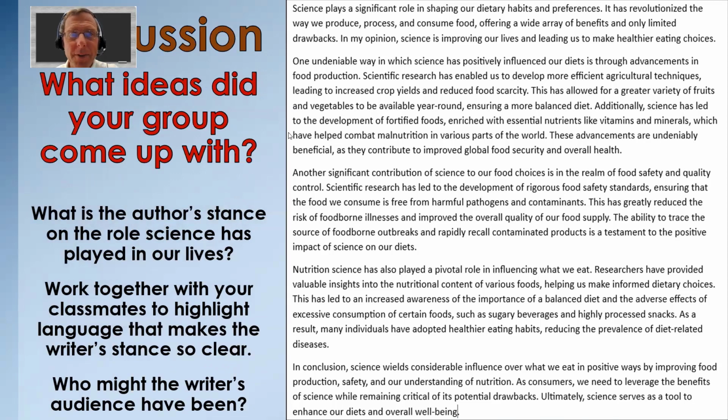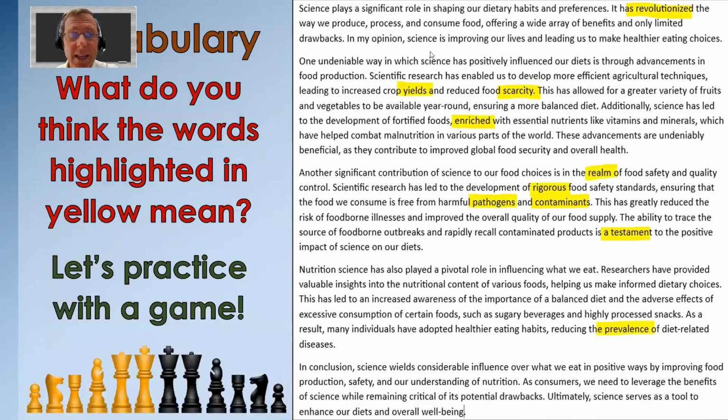Okay, so now that we've come back, we can see that this author is very much in favor of the role science has played in our food choices and in our eating habits. Okay, and I'm going to highlight some language here that I think might be a little bit challenging for us. Okay, we've got revolutionized. When something has revolutionized something, it's changed it, usually in a very positive way. Increased crop yields, that's the amount of crops that farmers are able to grow.